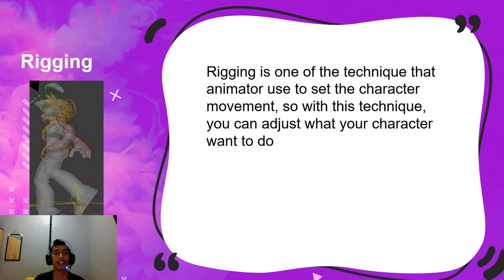What is rig? Rig actually is placing a bone in the character so you can move the character as you want. So rigging is one of the techniques that animators use to set the character movement. With this technique you can adjust what your character wants to do. If you want to move your character's hand, or character movement like walking, running, and jumping, you can also adjust it in there. It's not that easy, like I said.